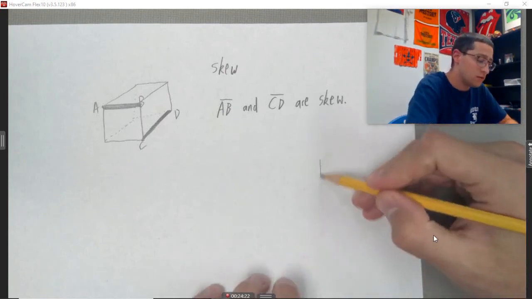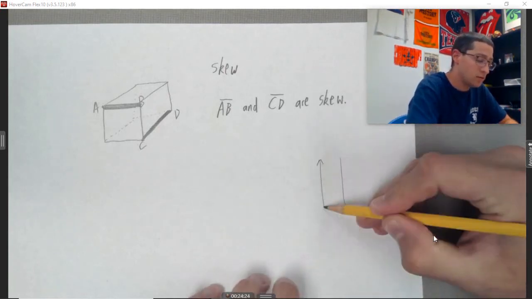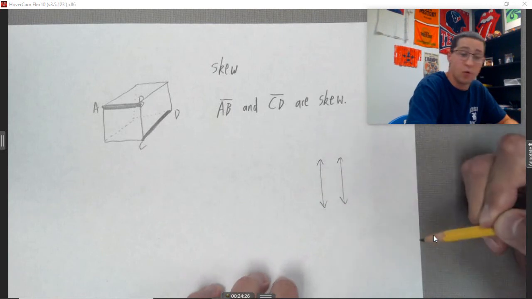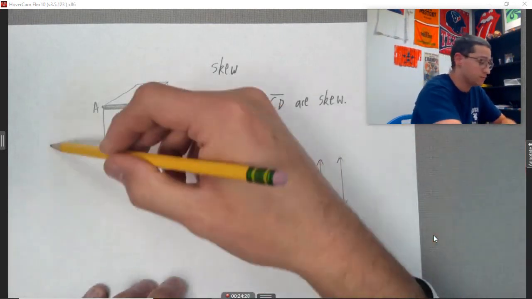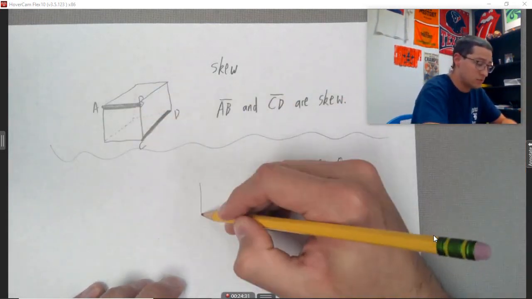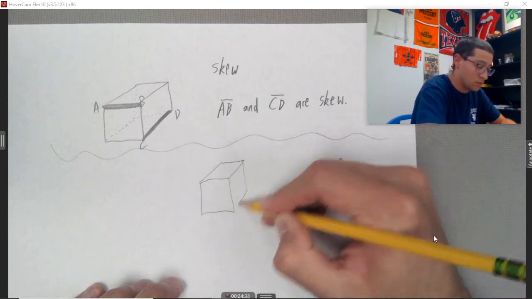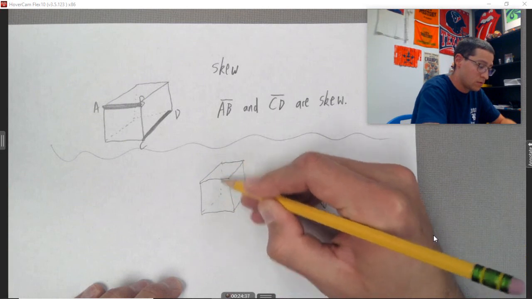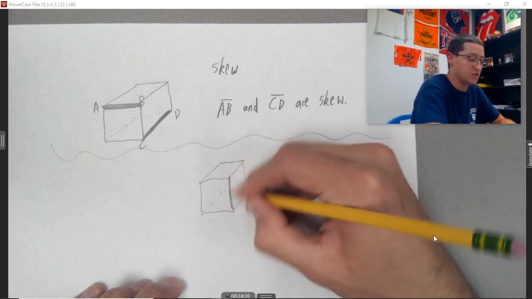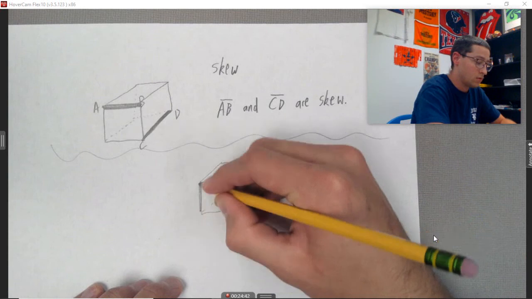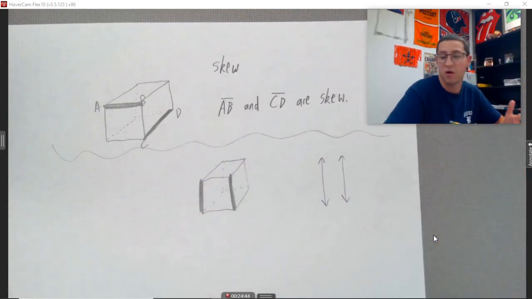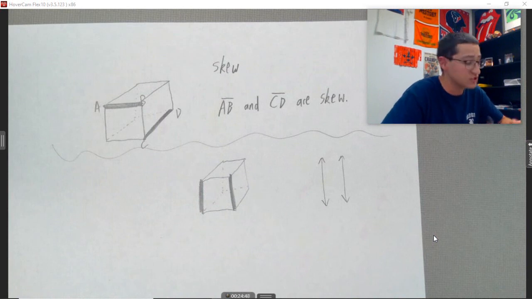This is parallel. This is parallel. Or even, let's think about a 3D example. Parallel would be like these 2. And you can think of other examples in the parallel sense as well. But that is skew. That's just another vocab word that we have for this class.